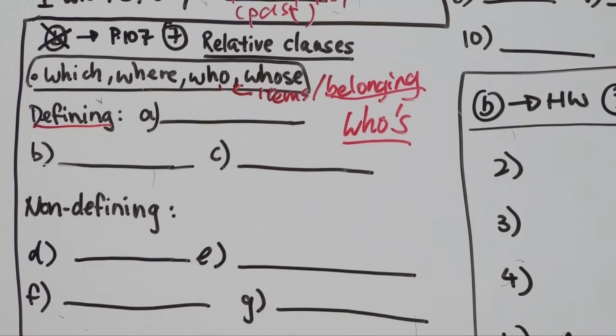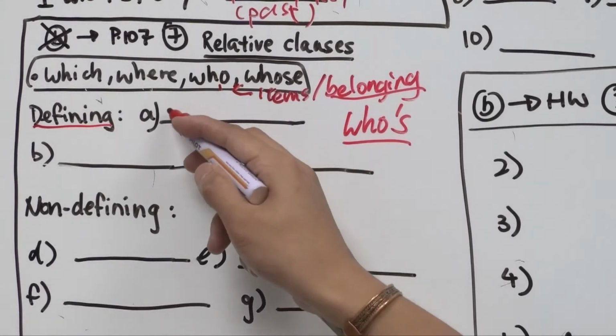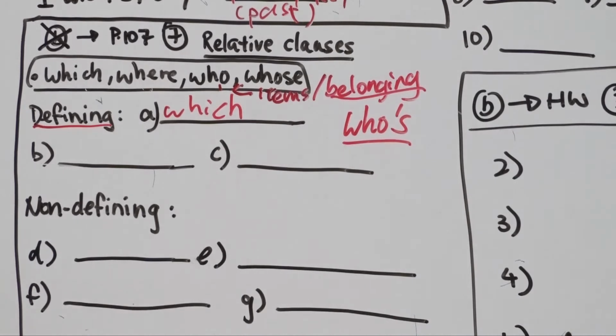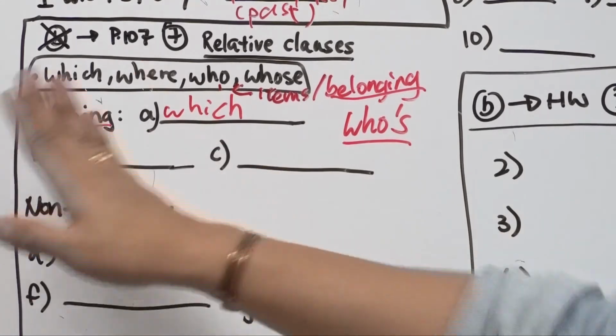So let's read together. I like films, blank, are about aliens. Which one should I use? Which, where, who, whose? Which. Which are about aliens. So I like films which are about aliens. So the sentence after which is are about aliens. What if I remove that part?